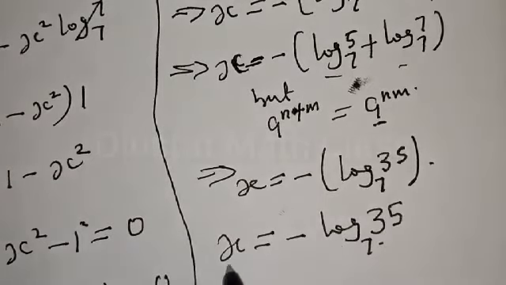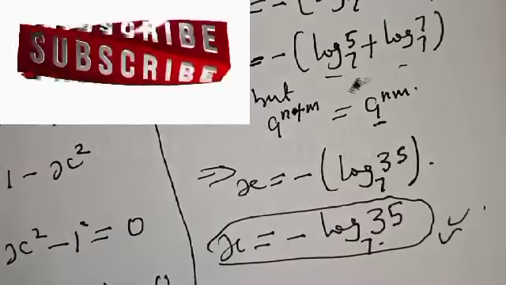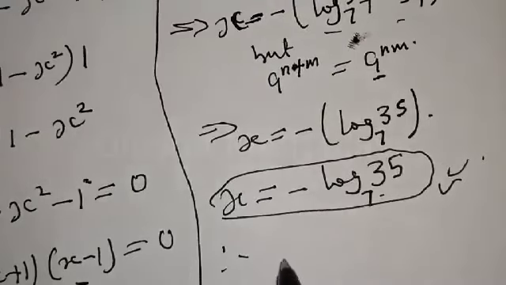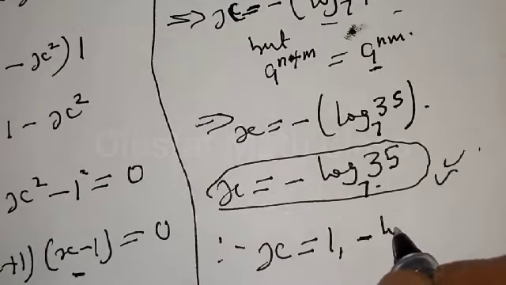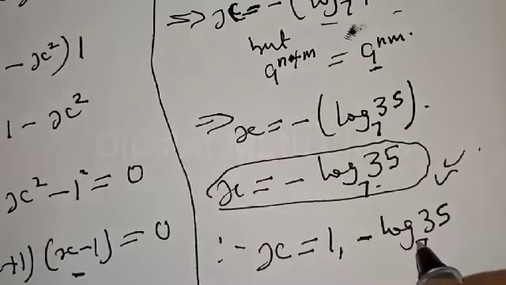Now, therefore, the corresponding values of x are: x is equal to what? 1, or minus log 35 base 7.